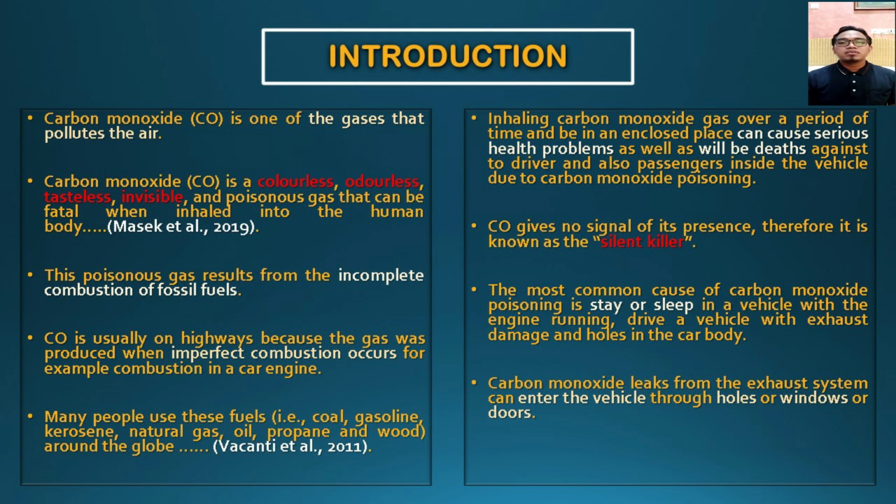Introduction will explain a little about carbon monoxide. Carbon monoxide, in brackets CO, is one of the gases that pollutes the air and is known as a toxic gas. This is because CO gas is a colorless, odorless, tasteless, invisible and poisonous gas that can be fatal when inhaled into the human body. CO is a poisonous gas produced from incomplete combustion of fossil fuels, for example, combustion in a car engine. Inhaling carbon monoxide gas over a period of time in an enclosed place can cause serious health problems, as well as lead to death due to CO poisoning.